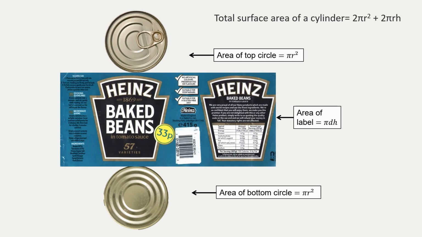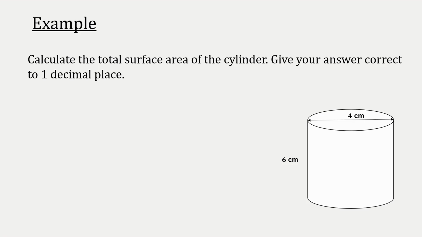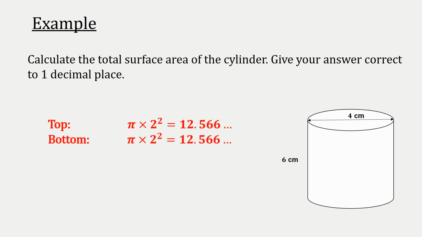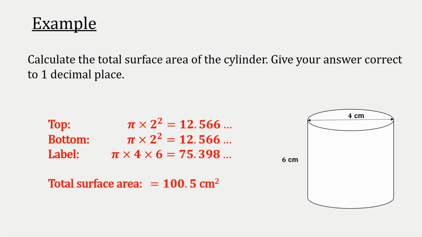To understand more of these kinds of questions, let's take this example. Calculate the surface area of the cylinder. Give your answer to one decimal place. As per the information, top pi r squared is 12.566, bottom pi r squared again 12.566, and the label, which is going to be pi times r times h, is 75.398. The answer, if you add them together, will be 100.5 centimeters squared.